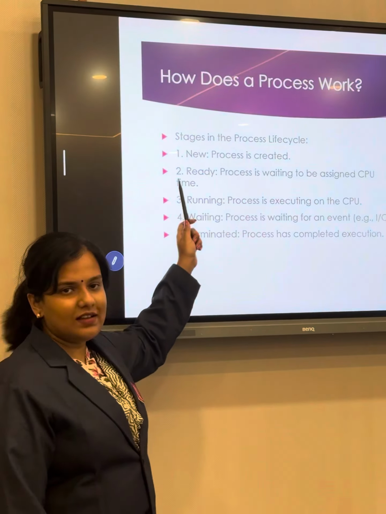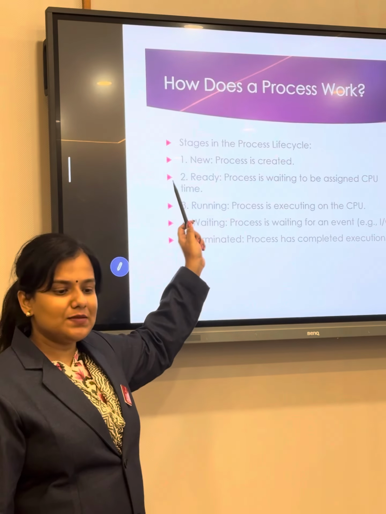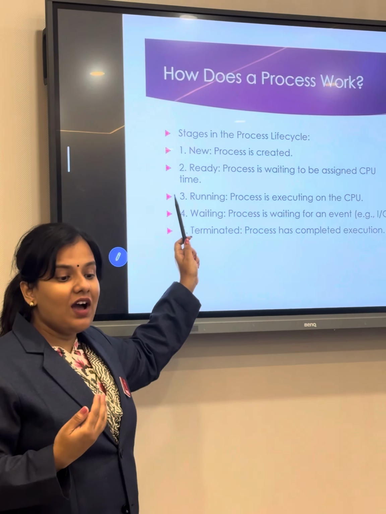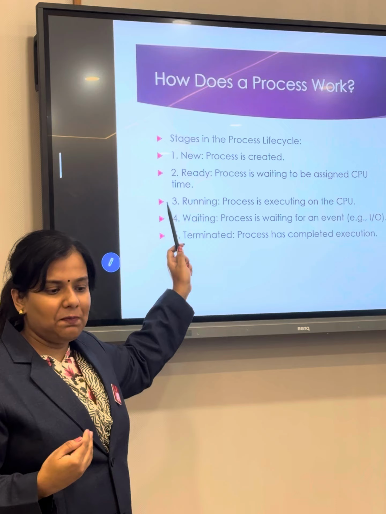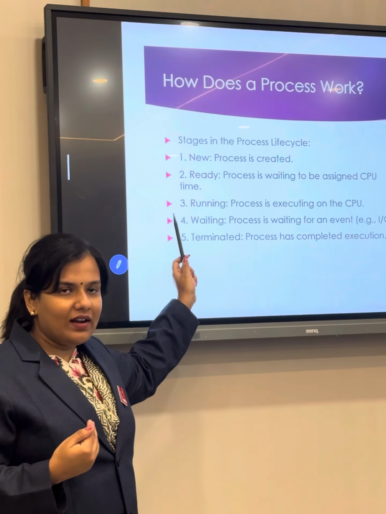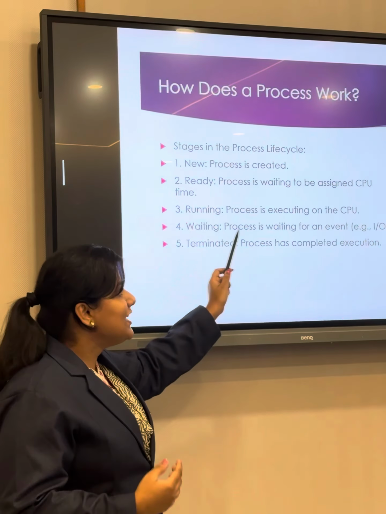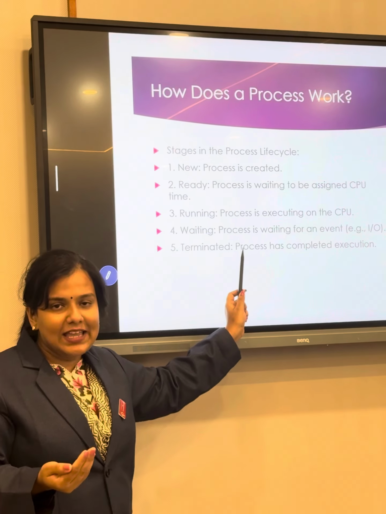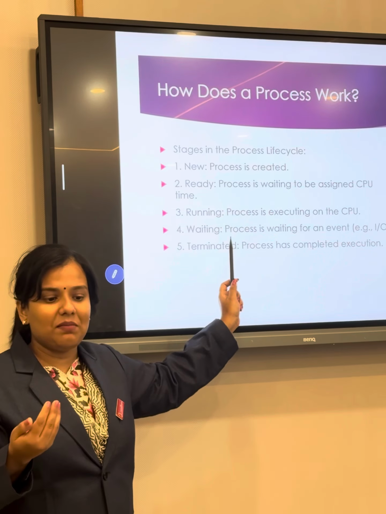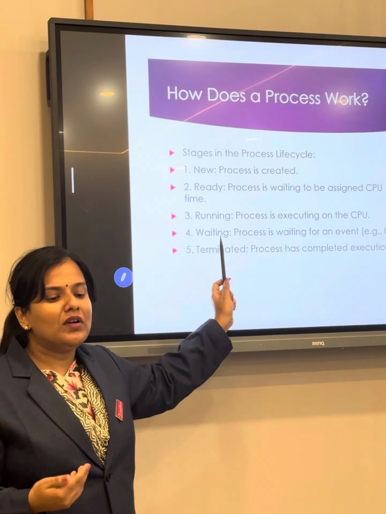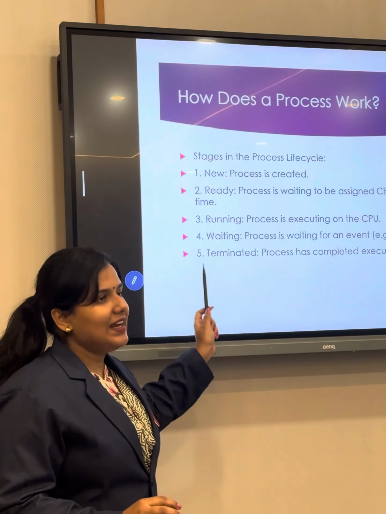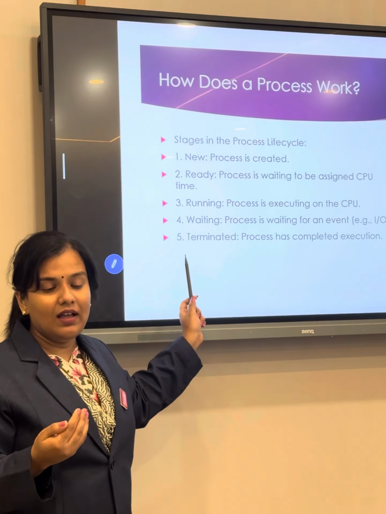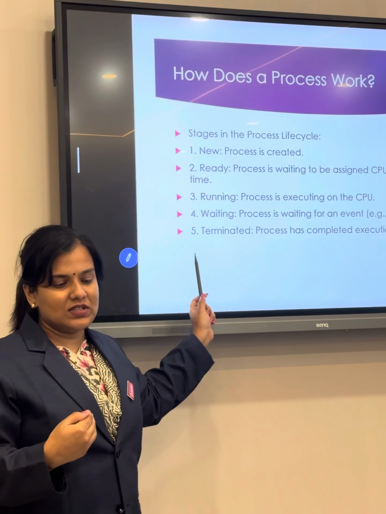The first state is the new one, that is, the process is being created. The second is the ready state, that is, the process is waiting to be assigned to a CPU. The third is the running state, that is, the process is executing on the CPU. The fourth is the waiting state. As its name indicates, the process is waiting for some event, maybe an input-output event. The last state is the terminated state, that is, the process has completed its execution with the help of all the resources available.